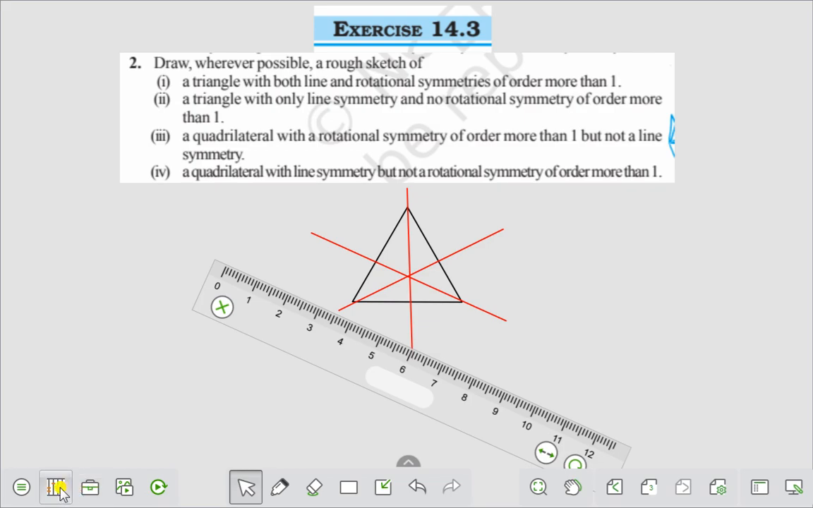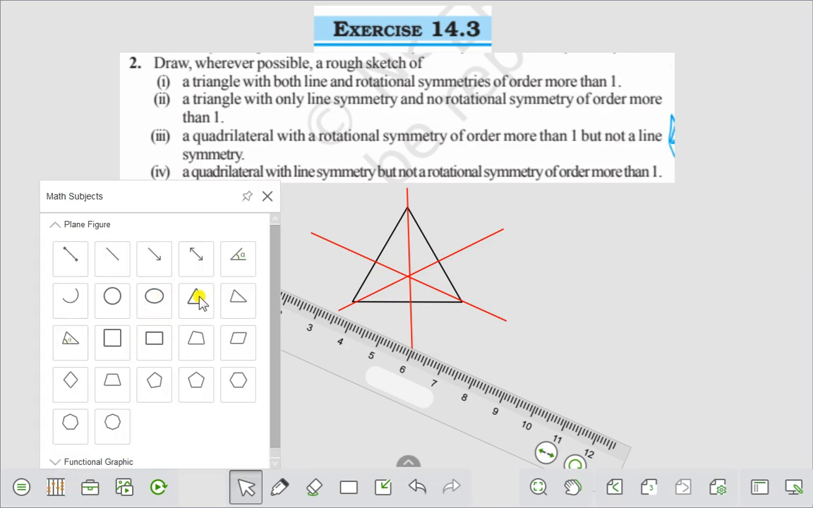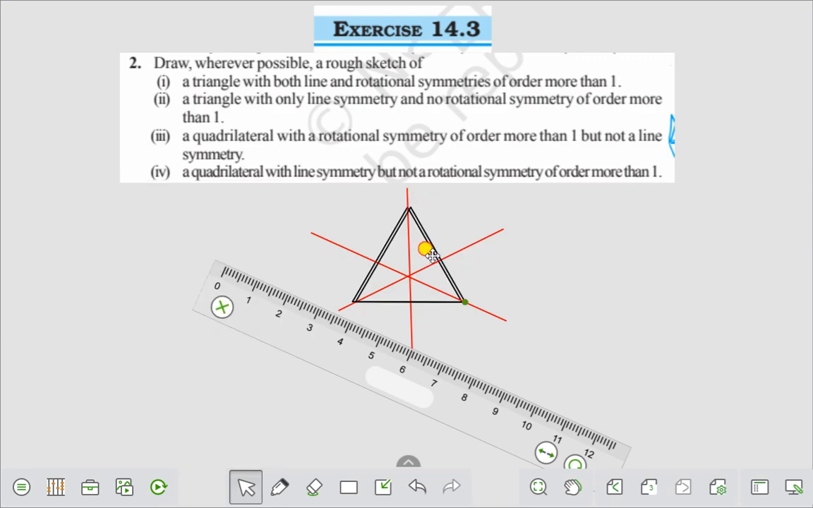If we take another triangle like this, it has rotational symmetry of order 3, that is more than 1. How? You see, if we write here this as A, if we rotate this one, this A will come at this point, A dash, and if we rotate again, the A dash will come at this point, A double dash, right?